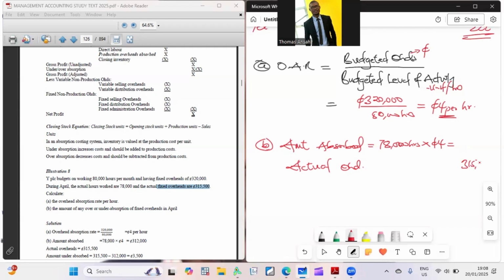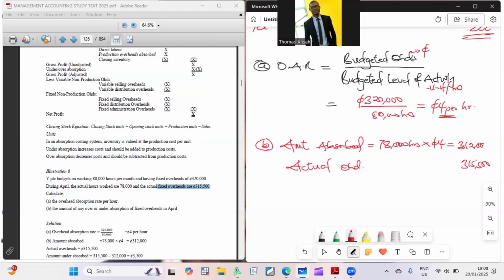This one is 315,500. So what will be this one? 78,000 multiplied by 4? 312,000. So anytime you get your overhead absorption rate, you have to multiply it with the actual level of activity so that you know the amount absorbed.